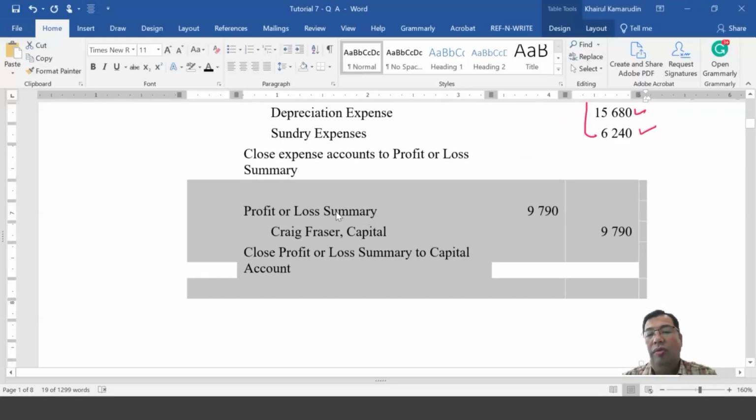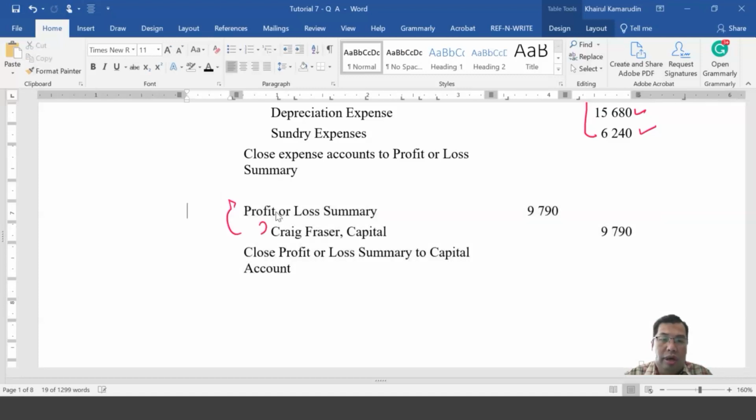If we have a loss, we are going to record the opposite way. If loss, we're going to debit the capital. Our capital will reduce, and loss is on the credit side. So we're going to credit your P&L summary account. Yeah, this is for profit. If for loss, it's going to work the other way around.